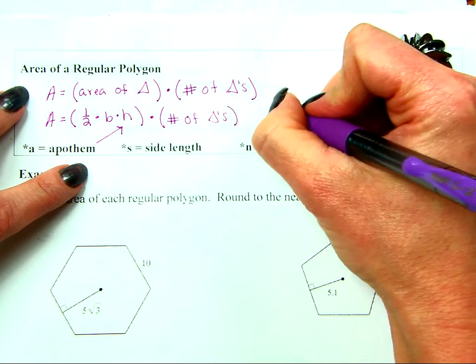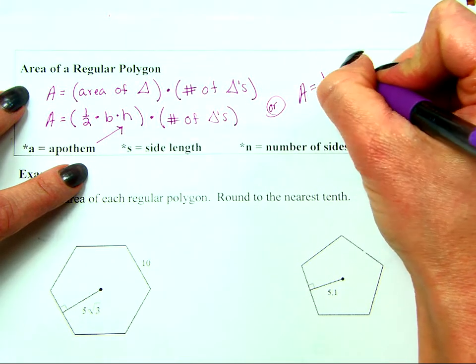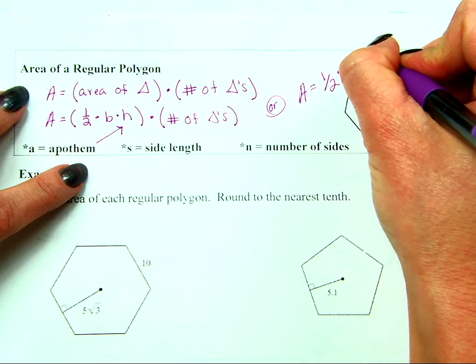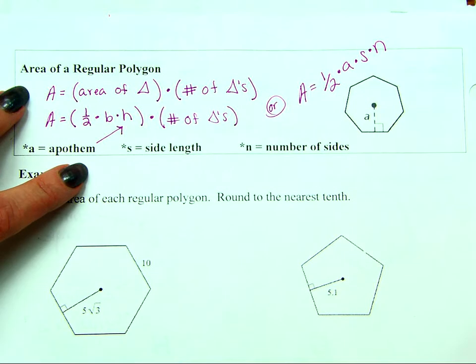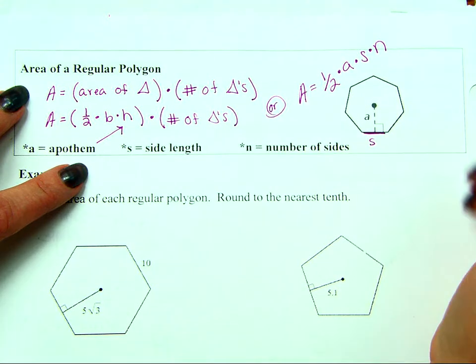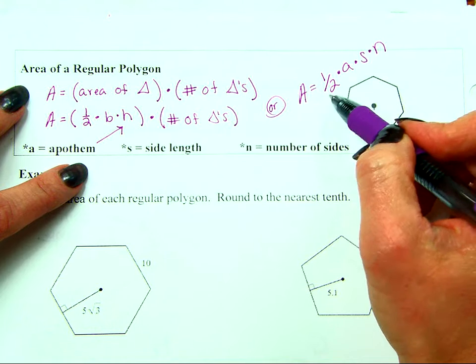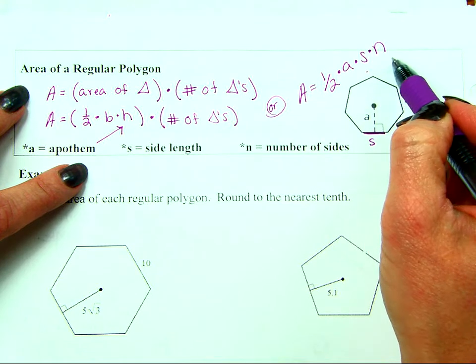Now in the book, they're going to use a formula that they write as 1/2 times A times S times N, 1/2 ASN. The S is the side length, and the N is the number of sides. Well, that really is the area of the triangle times the number of triangles.